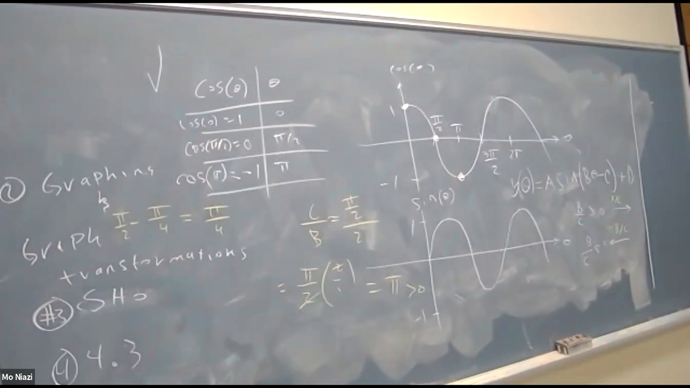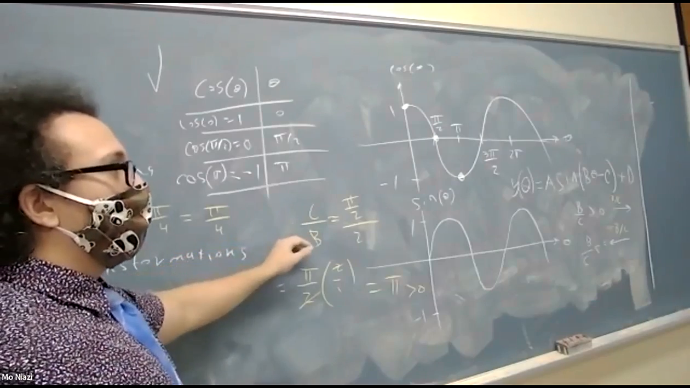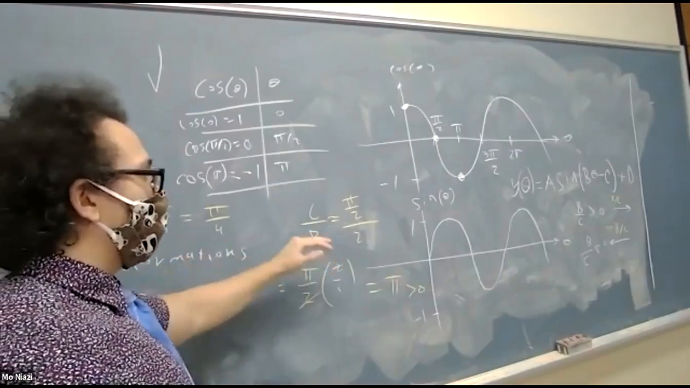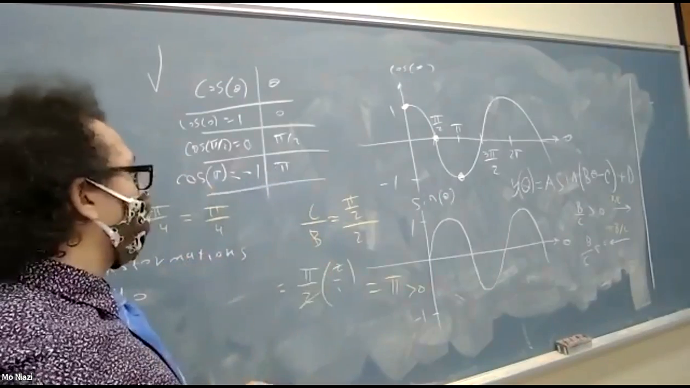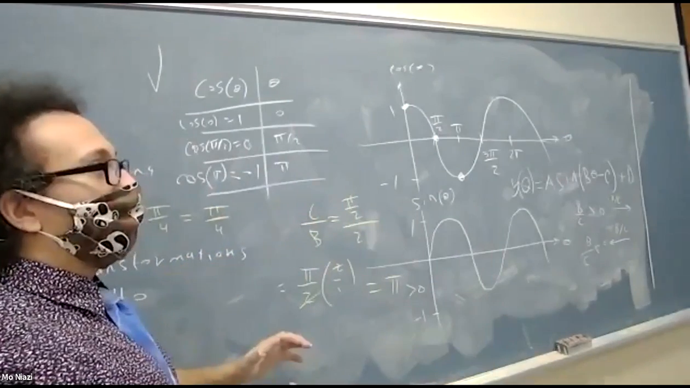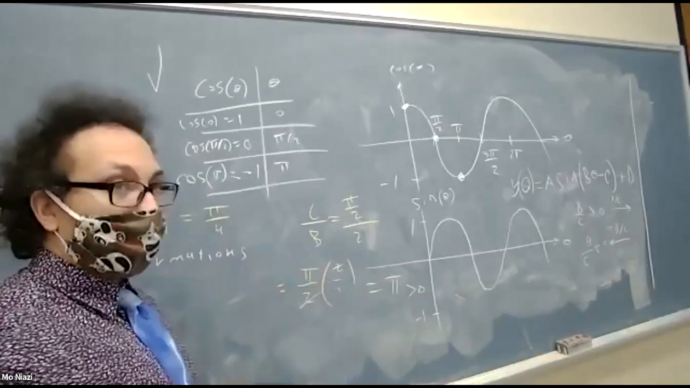You have to incorporate that C over B. And this is why. That kind of makes sense now in hindsight, because you have to realize that the C does influence the B and the B does influence the C, because B influences how frequent the oscillations are occurring. And C just tells you shift by a certain amount. But you have to incorporate how frequently the oscillations are occurring.